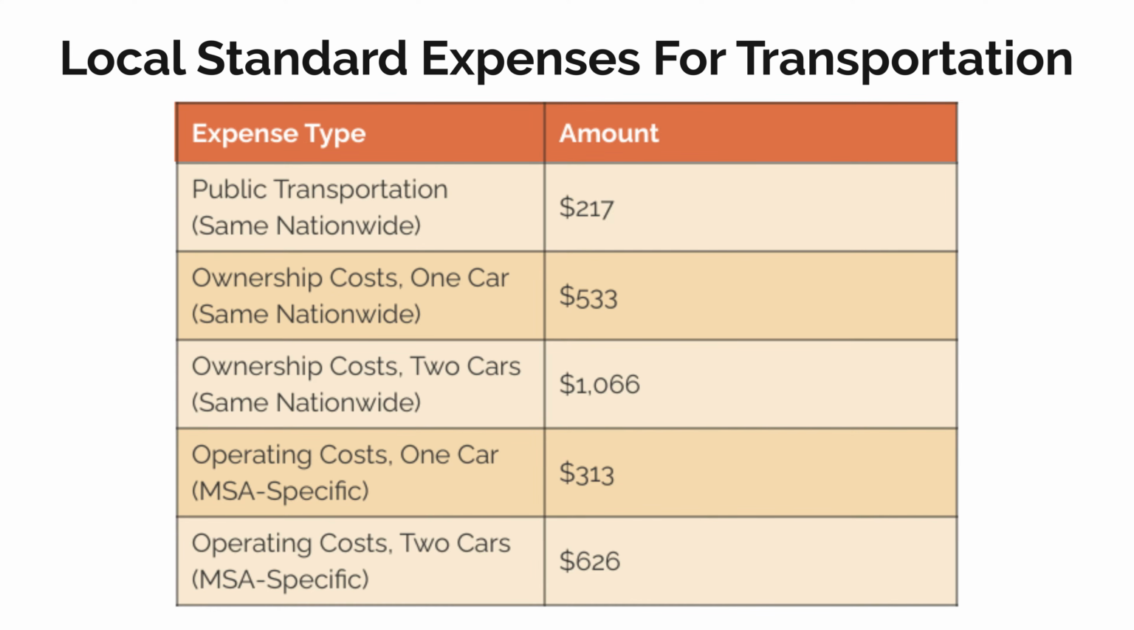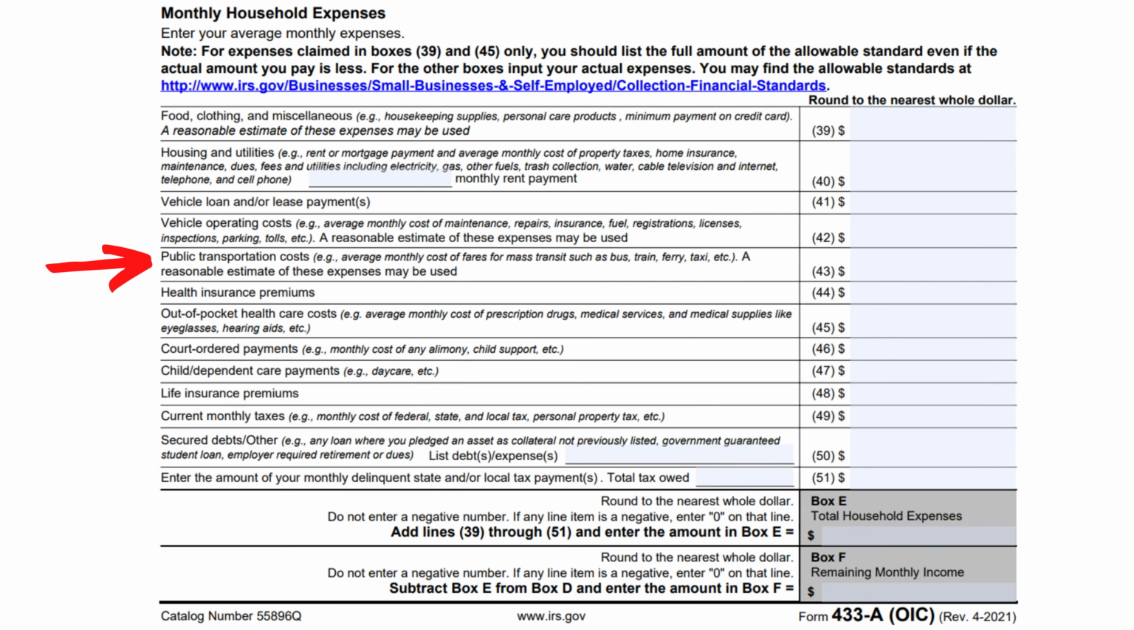So here are the local standard expenses for transportation for the Los Angeles Metropolitan Statistical Area, MSA, where I live. Note that the public transportation costs and ownership costs are the same nationally. Only the operating costs are regionally determined. So let's go over the easy ones first. Public transportation costs and ownership costs. Let's start with public transportation, which you can see on line 43 of the Form 433A OIC. This is your average monthly cost of fares for mass transit, such as bus, train, ferry, taxi, etc. Not sure why they didn't put subway. I have a feeling that more people probably use a subway every day than a ferry to get to work. It says a reasonable estimate may be used.